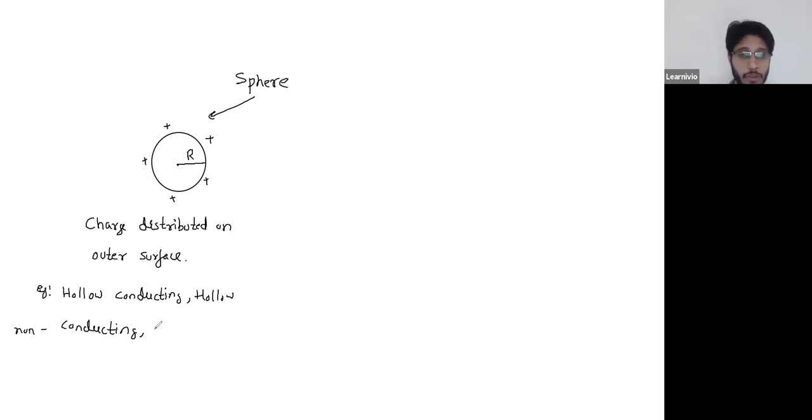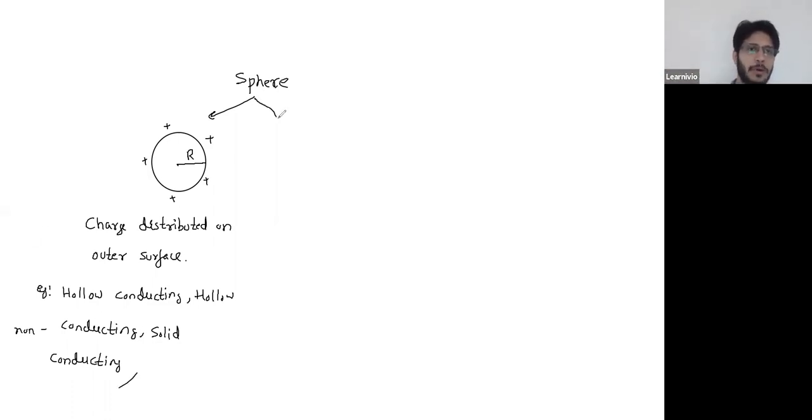This could also be a solid conducting sphere. So whether your sphere is hollow conducting or hollow non-conducting, or even if it is a solid conducting sphere, even in conductors, charge is distributed only on the surface. If you take a solid sphere of copper and you charge that solid sphere, charge will reside only on the outer surface. Charge cannot penetrate a conductor.